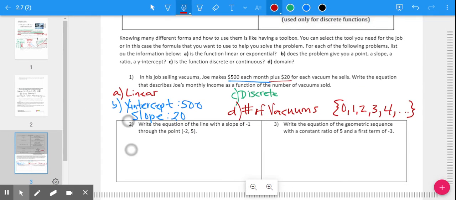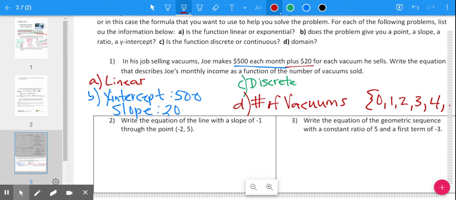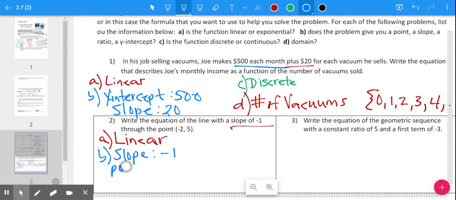So then it says, write the equation of a line with a slope of -1 that goes through the point (-2, 5). So question A says, is it linear or exponential? If it has a slope, it's linear. So part B, what does it give you? It tells us the slope is -1 and the point is (-2, 5).